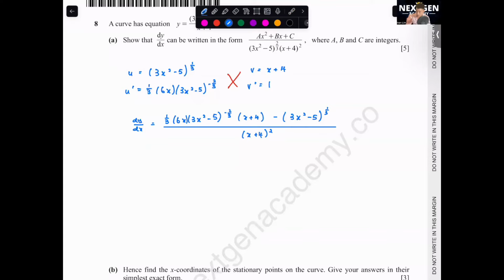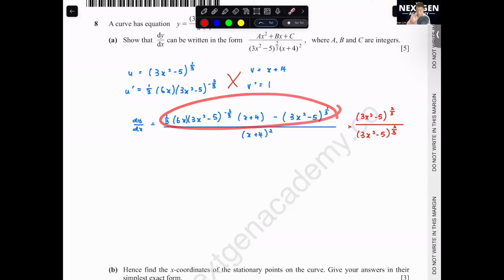My advice: I think the textbook teaches a different way, which is you factorize it and bring it down. This is so far the easiest way, I feel, and easier to understand: you just multiply your top and bottom by the value that you want to appear at the bottom. So at the bottom will be 3x squared minus 5 to the power of 2 over 3. Then on the top also multiply 3x squared minus 5 to the power of 2 over 3. Don't go and simplify it first.